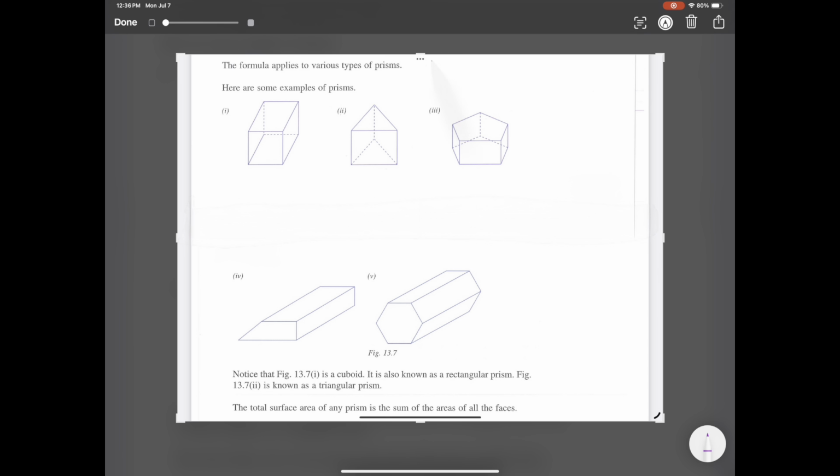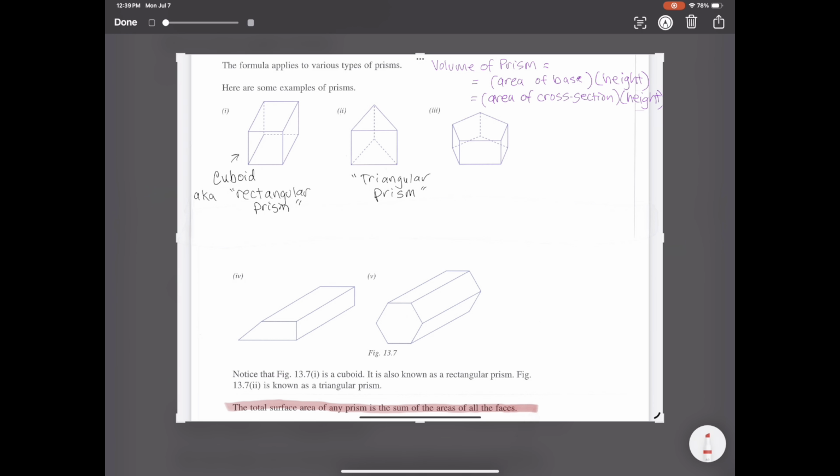The formula for the volume of prisms applies to all types of prisms, including some of these as shown. And once again, the volume of prism equals area of base times height, or the area of the cross-section times height. The figure on the top left is a cuboid, which is also known as a rectangular prism. The top middle figure is a triangular prism. And the total surface area of any prism is the sum of the area of all the faces.